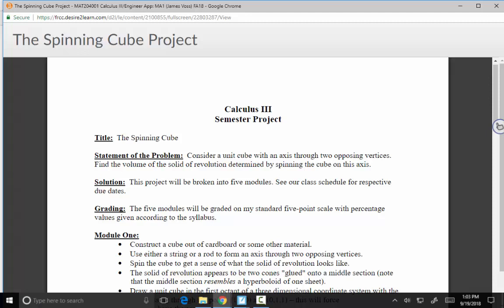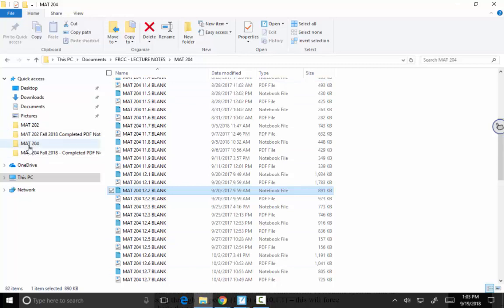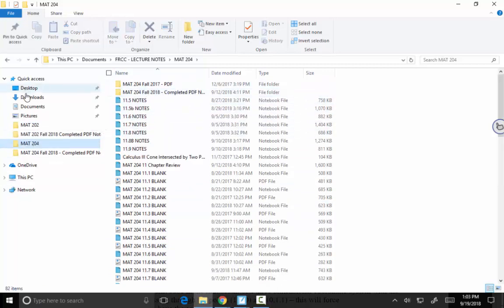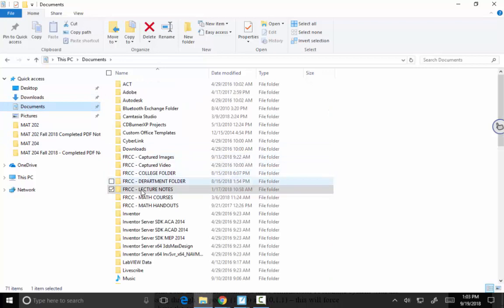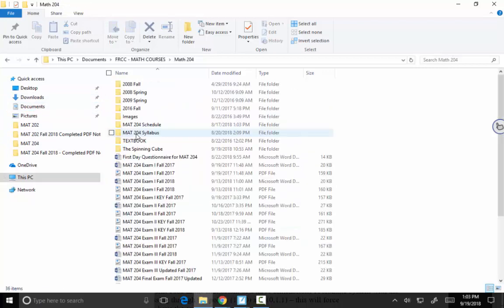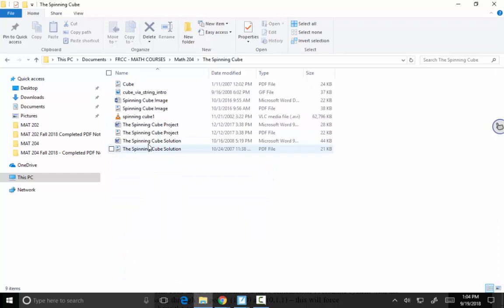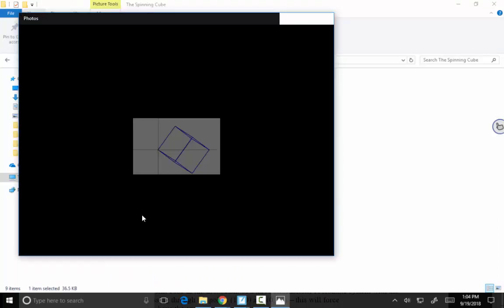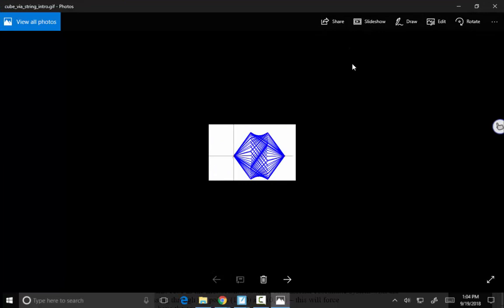Ouch. All right, so the spinning cube project, I actually have a little simulation that is kind of cool, if I can remember exactly where it's at. Let's see. I should have pulled it up beforehand. So the spinning cube, we are going to be looking at an axis that goes through opposing vertices. And here, some student a few years ago did this simulation of what it's going to look like, which is pretty cool. I don't know what software they did this in.